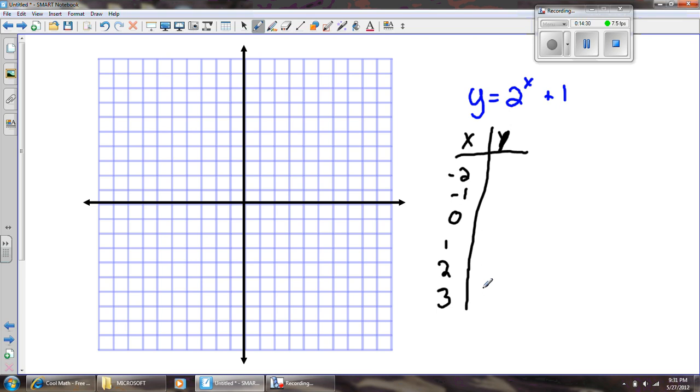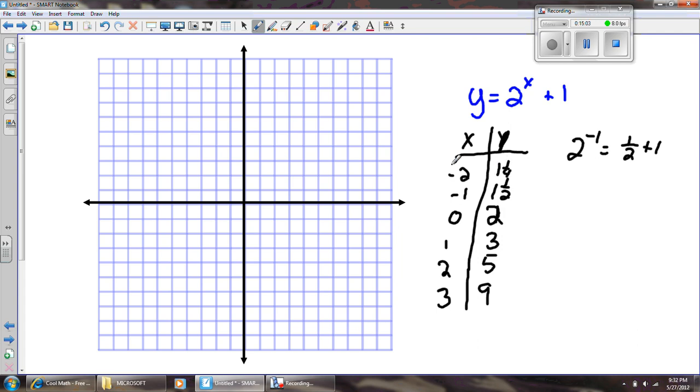2 to the third is 8, plus 1 is 9. 2 to the second plus 1 is 5. 2 to the first plus 1 is 3. 2 to the 0 is 1, plus 1 is 2, right? 2 to the negative first. This is not a negative answer. Remember, a negative exponent means use the stairs. 2 to the negative first equals 1/2 plus 1. That'll be 1 1/2. And 2 to the negative second would be, well, 2 to the second is 4, so it'd be 1 over 4, 1 and 1/4.